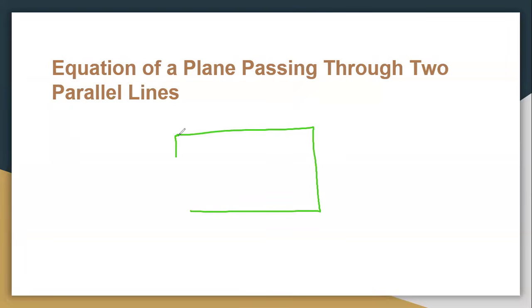If this is your plane, and this is line L1 and this is line L2, and you want to find the equation of the plane, what do you need to do? Please take note that finding an equation of a plane is only possible when you have either parallel lines or lines that intersect. Skew lines don't lie in a single plane. So what are we going to do?